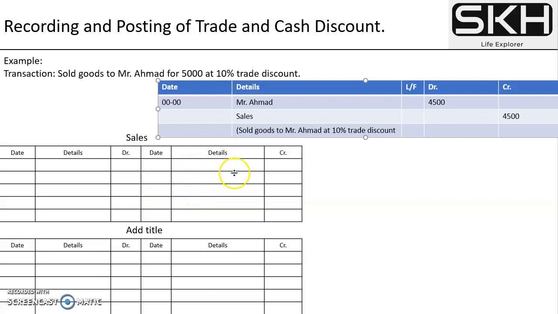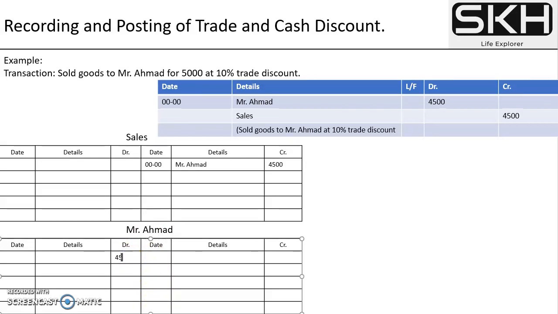So the sales account is credit with 4500, and the date will come here. The reason is Mr. Ahmad, and in Mr. Ahmad's account, I'll create this ledger for Mr. Ahmad. So Mr. Ahmad is debit for us with 4500, and the reason is sales. And I'll put the date here if there is any date in the transaction. So students, this is how we record the transactions.